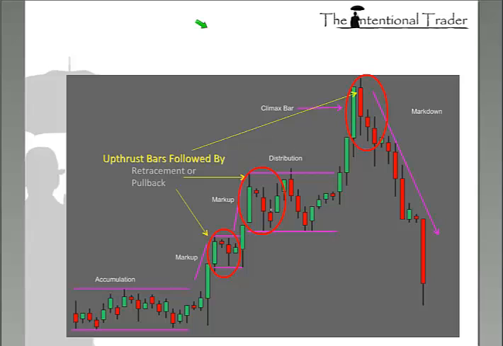So these are the upthrust bars, and invariably they're followed by price either flattening or retracing, pulling back. We also see that happen just before the markdown phase. Remember, we're coming through the distribution. We can do it after the markup, and then we'll mark up again. Then maybe we go into distribution. We'll have these upthrust climax bars, and then price plummets during the markdown phase. Okay? They do this to us all day long, every day. Go back and look at a chart and see if you can pick up some of these patterns.